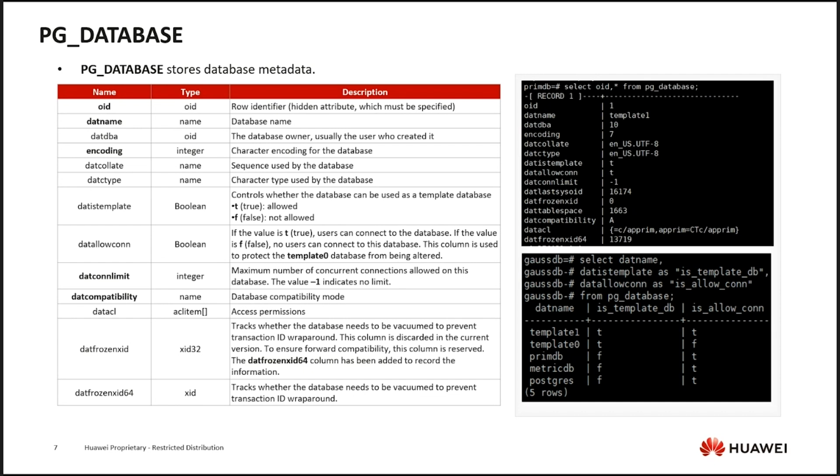In this example, the value of encoding is UTF-8. The value of datistemplate is t, which indicates the database can be used as a template database. The value of datconnlimit is -1, which indicates the number of connections is not limited. The value of datcompatibility is A, which indicates GaussDB is compatible with Oracle database. The second figure shows an example for using PG_DATABASE to check if a database is a template and if it can be connected to.